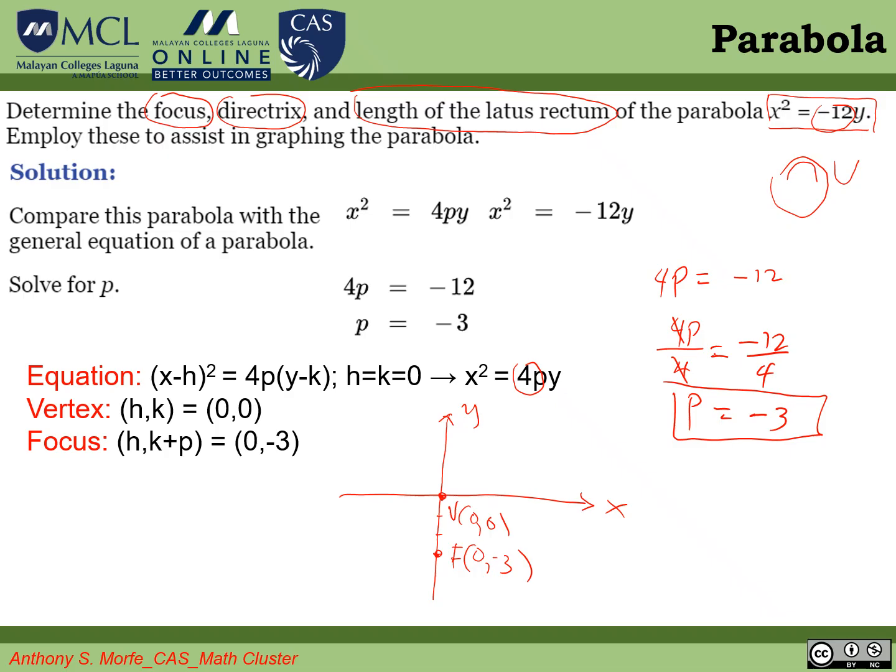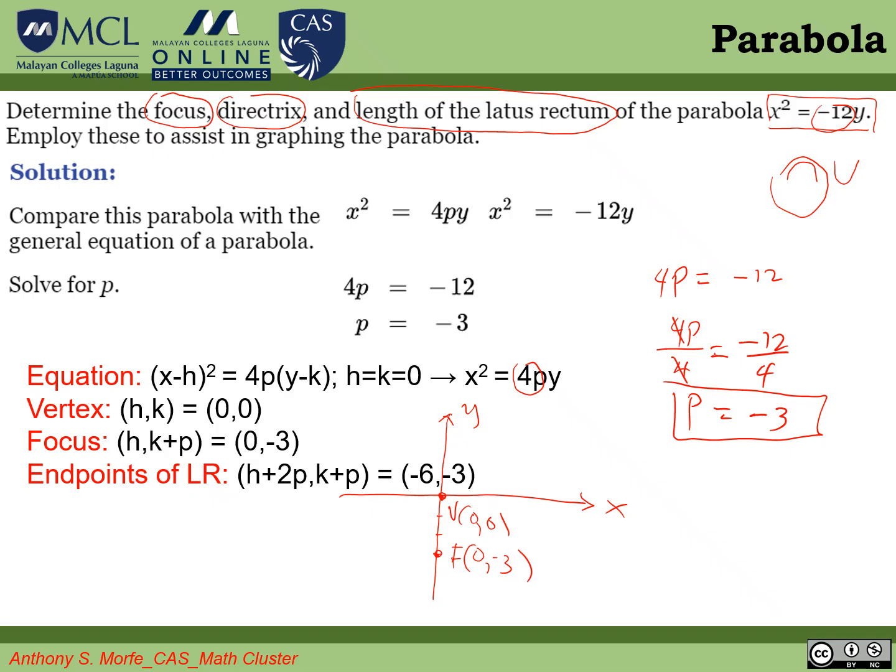Or first we need to plot or find the length of the latus rectum. So the formula for the latus rectum is h plus 2p for the abscissa, k plus p for the ordinate. So h is 0, p is minus 3, times 2, so minus 6.